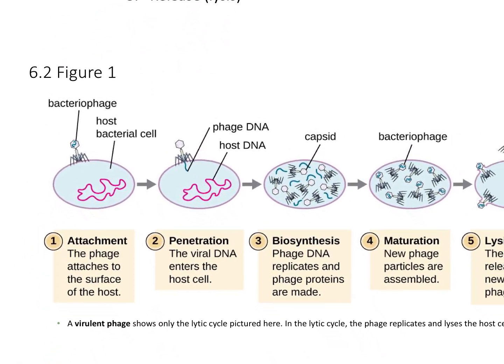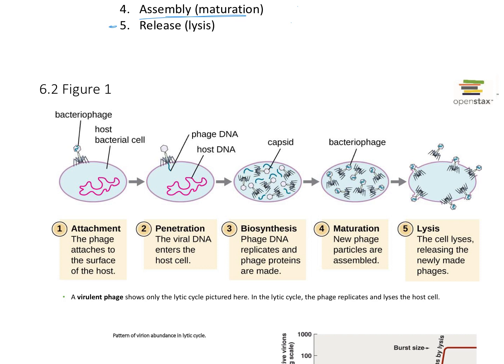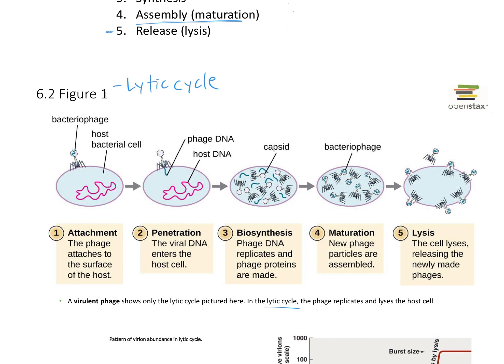Okay, so this is your book's graphic of the lytic cycle. It says that down at the bottom here, but I just wanted to tell you that again. Viruses that can do the lytic cycle are called virulent. Again, we're talking about viruses that are going to enter bacterial cells, so they're called bacteriophage. And we call them virulent. If they're virulent, that means that they are only doing the lytic cycle.